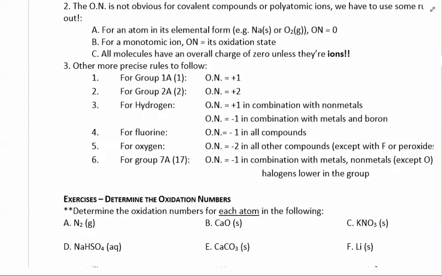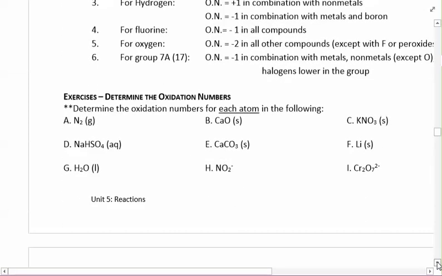Oxygen is -2 in most compounds, except if it's with an F or a peroxide. So these exceptions, we're not really going to be looking at the exceptions. We're looking at more of the big picture here. And then group 7 is -1 in combination with metals or nonmetals, except some of the ones in the lower group. Okay. So the first thing we have to do is practice identifying our oxidation numbers.